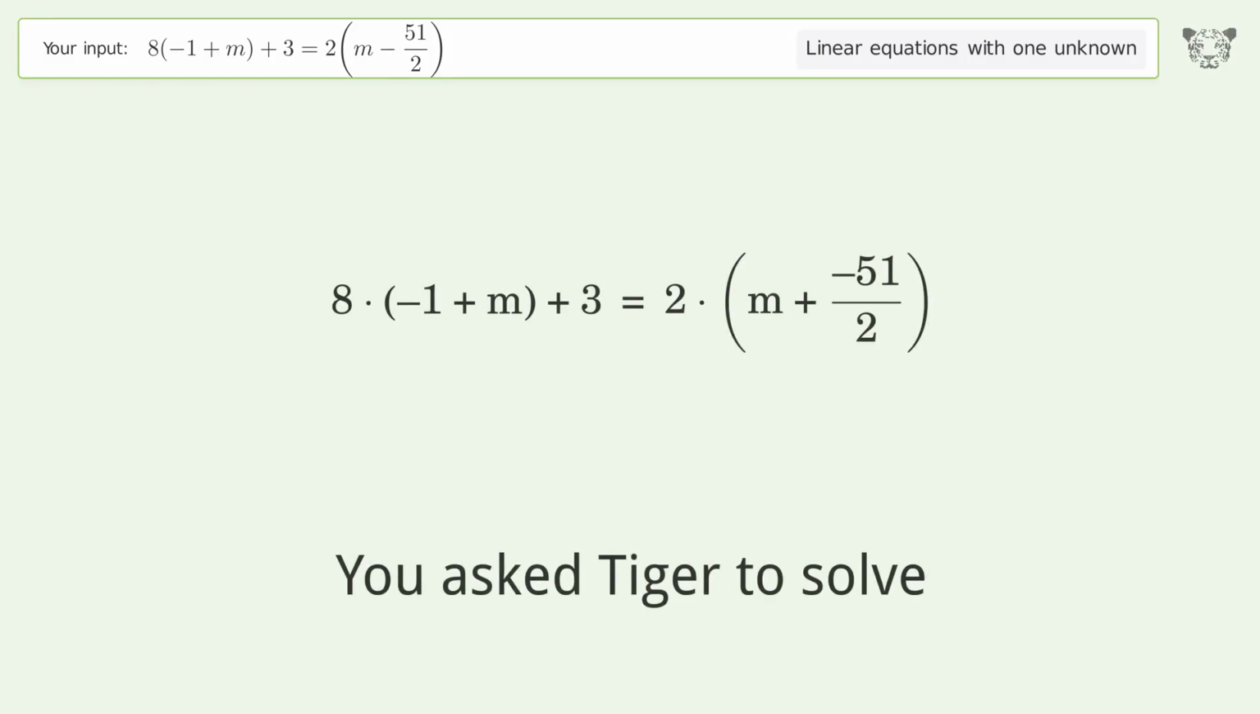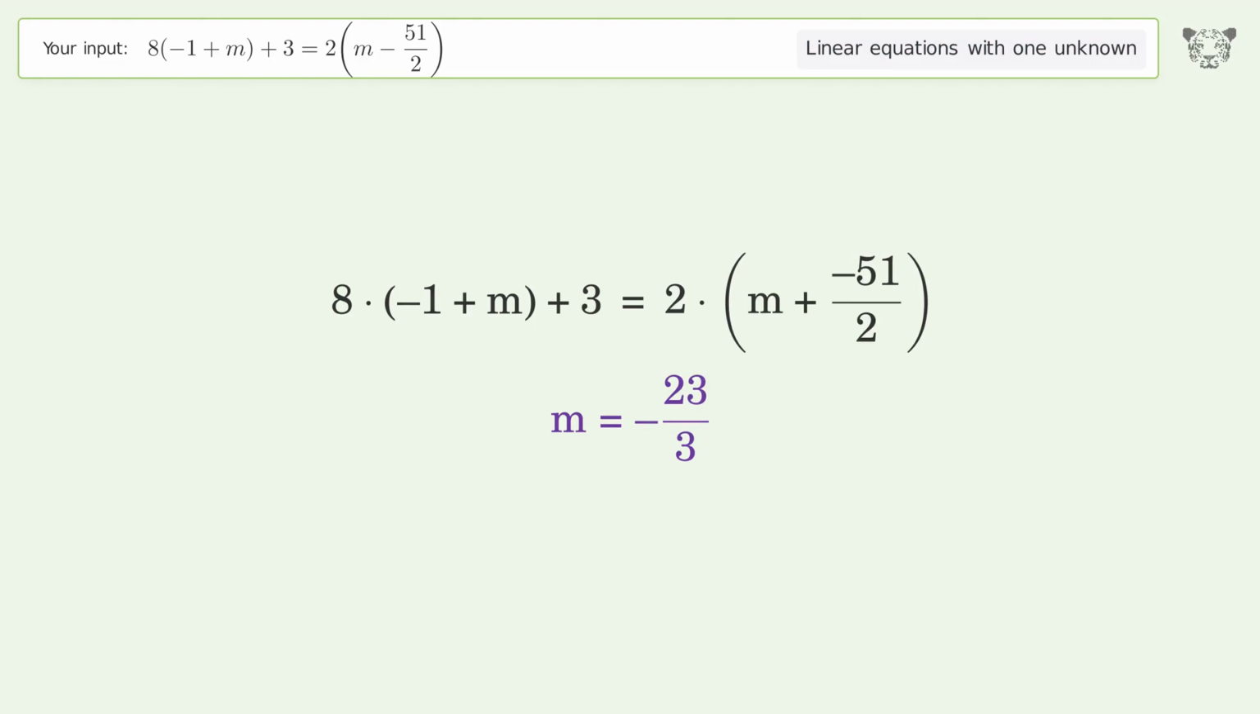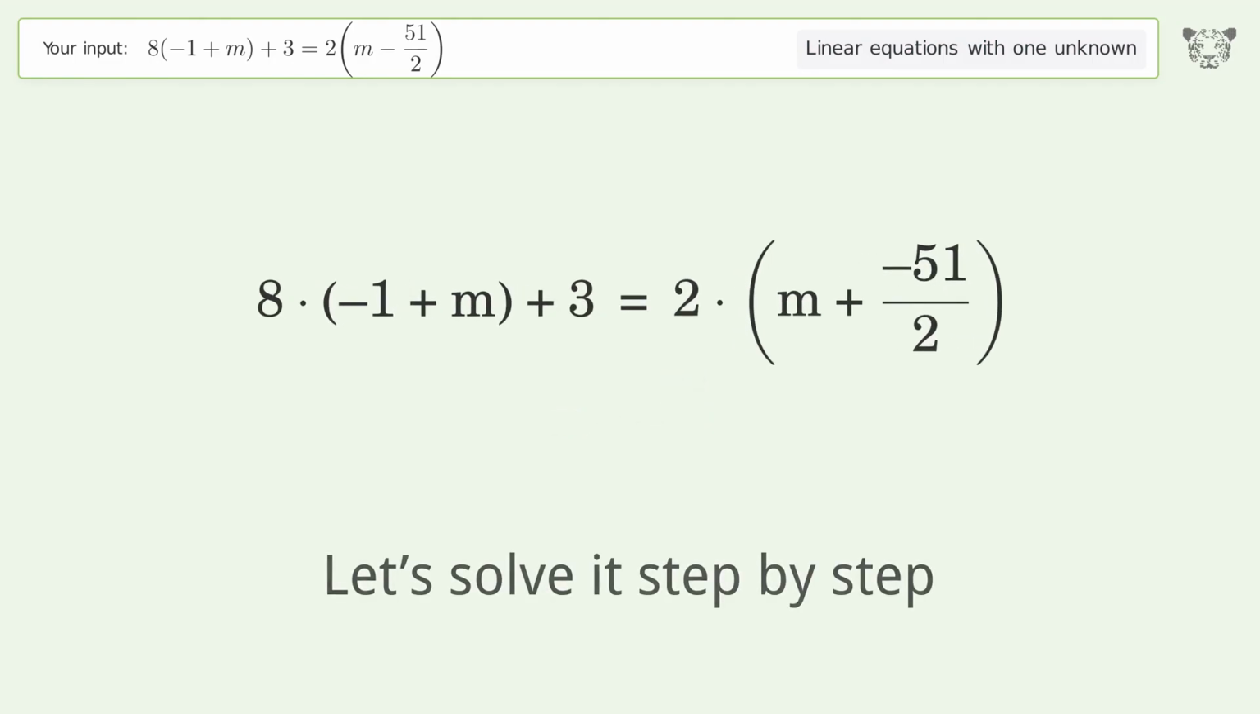You ask Tiger to solve. This deals with linear equations with one unknown. The final result is m equals -23/3. Let's solve it step by step.